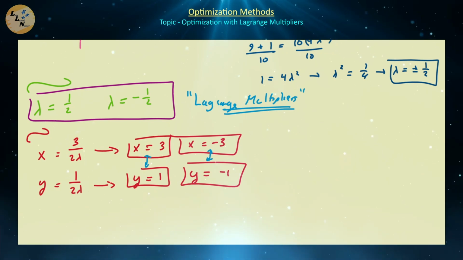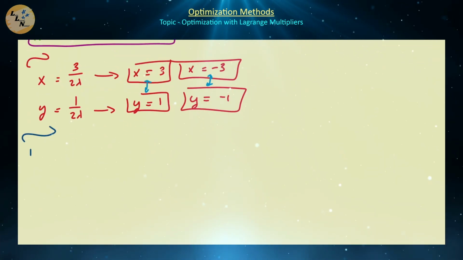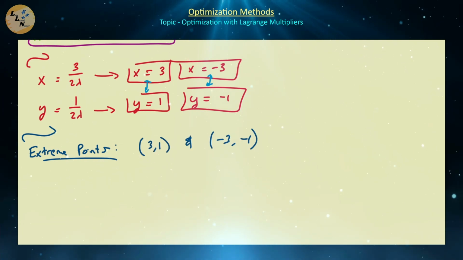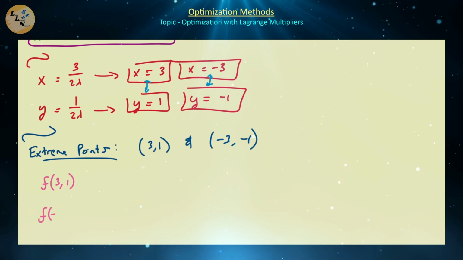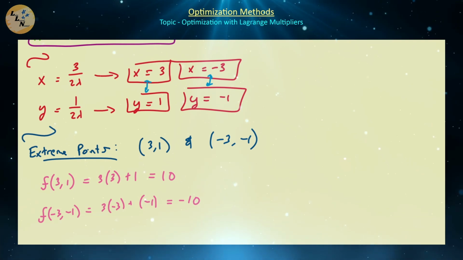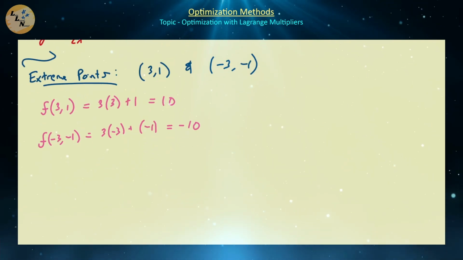All right, so once you have those, that gives you our extreme points. So our extreme points are given by (3, 1) and (-3, -1). And now I'm going to plug these into our function. So for example, f of (3, 1) and f of (-3, -1). So f of (3, 1) is going to be equal to 3 times 3 plus 1, which comes out to 10. And f of (-3, -1) is going to be 3 times -3 plus -1, which is going to be equal to -10. So in conclusion, how can we interpret these results?